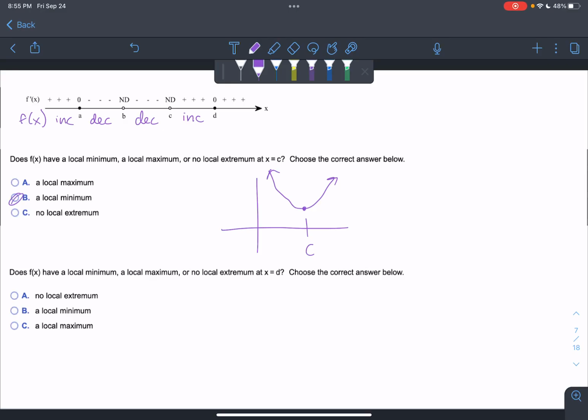All right, and then for the last one, D, let's fill in this last part after D. My function will be increasing, so graphically I might have a function that is increasing to the left and also increasing to the right. And so, let's see, what could we have? Nothing, right? That's not a local max or min.